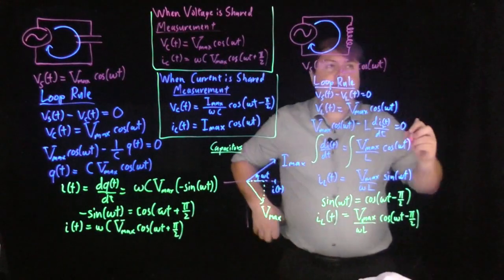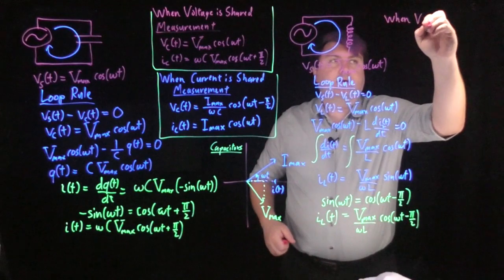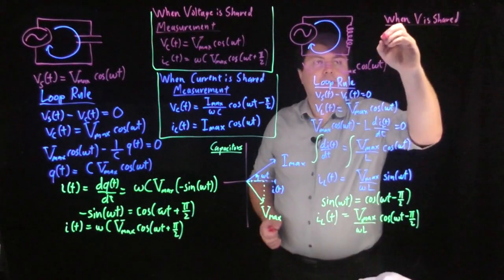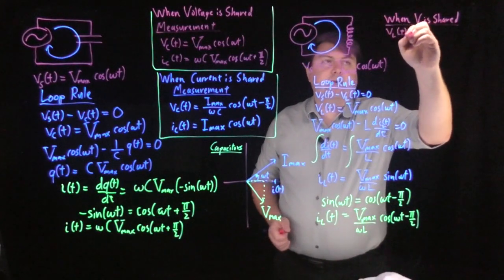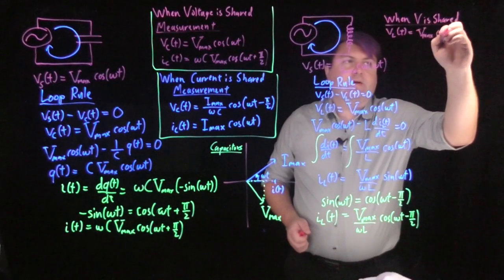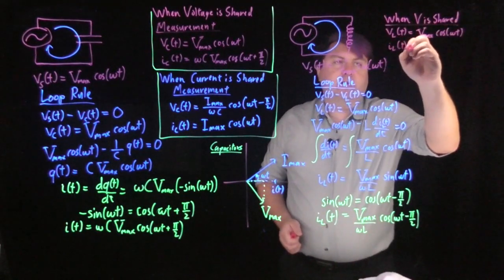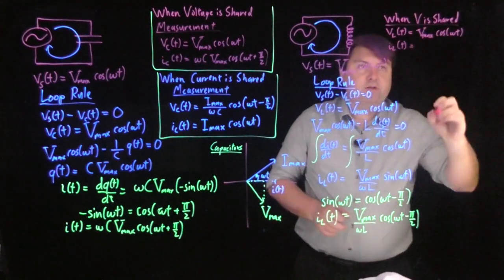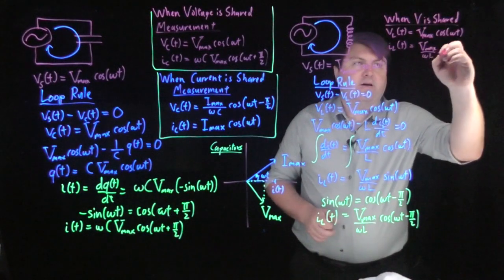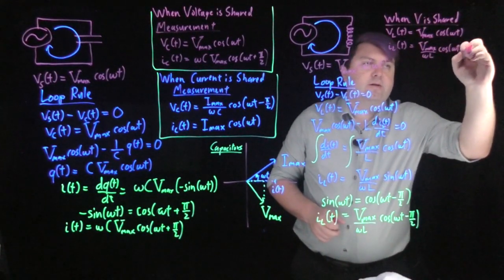So we get the same thing over here, that when voltage is the shared measurement, the voltage over our inductor as a function of time is just capital V max cosine omega t. The current as a function of time is going to be capital V max over omega L times cosine of omega t minus pi over 2.